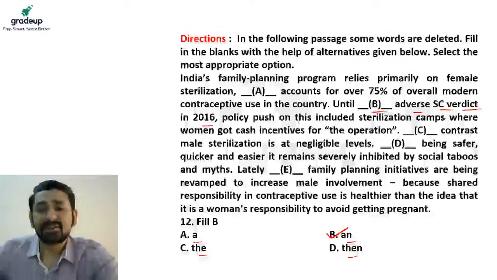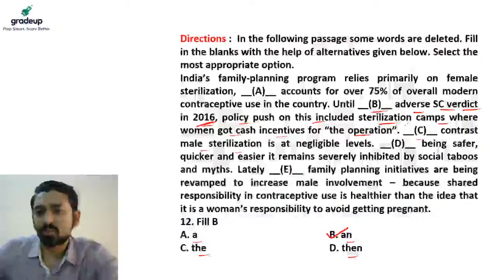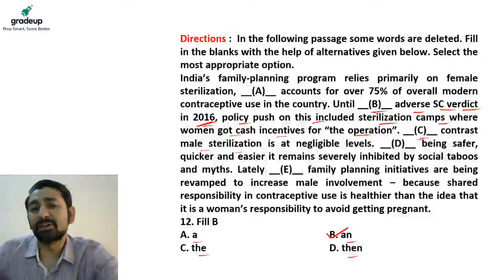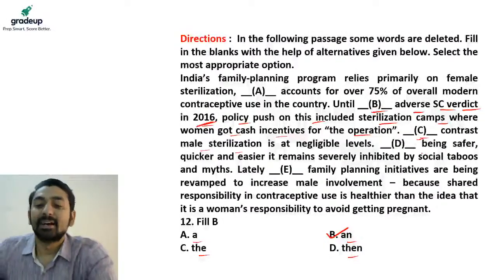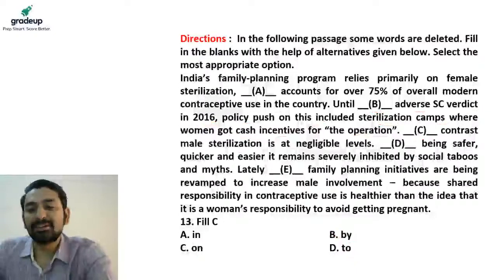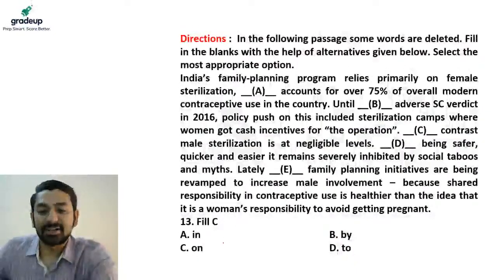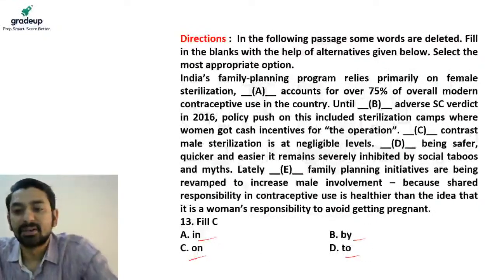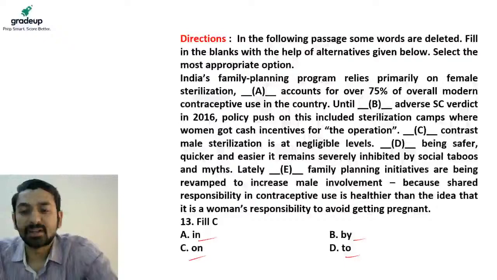Until an adverse Supreme Court verdict in 2016, policy push on this included sterilization camps where women got cash incentives for the operation. Dash contrast, male sterilization. What do you think should appear? Even when I don't give you the options, you can still guess. Have you guessed it? Let me give you the options now. So dash contrast: in contrast, by contrast, on contrast, or to contrast. What do you think should come here?